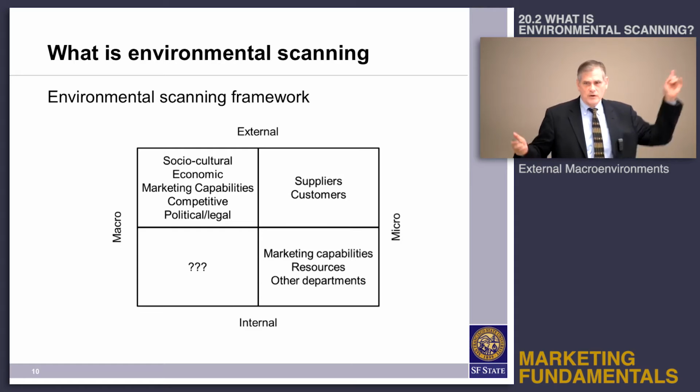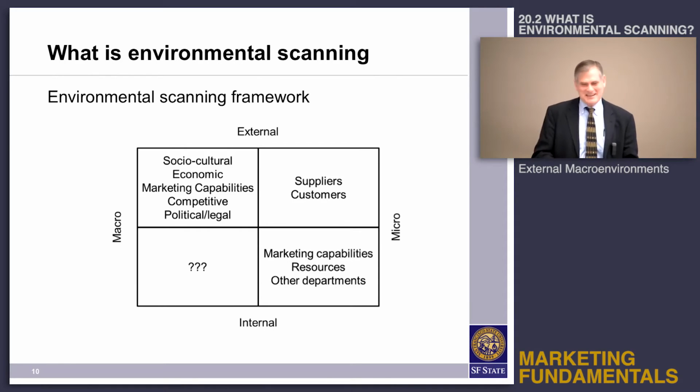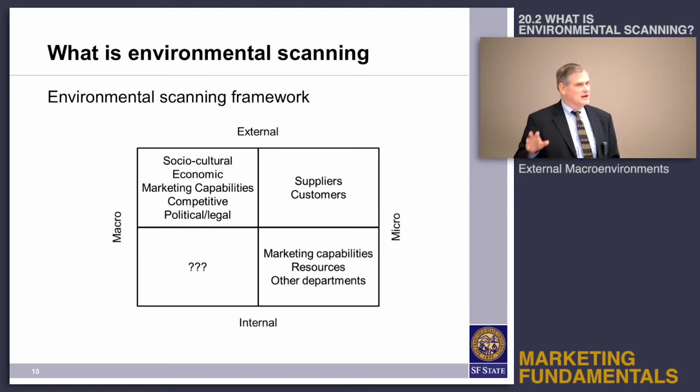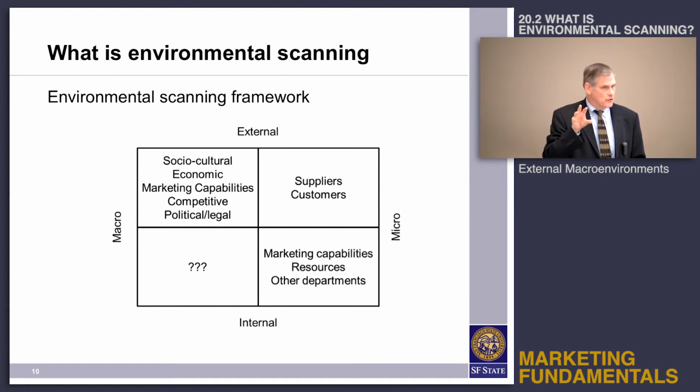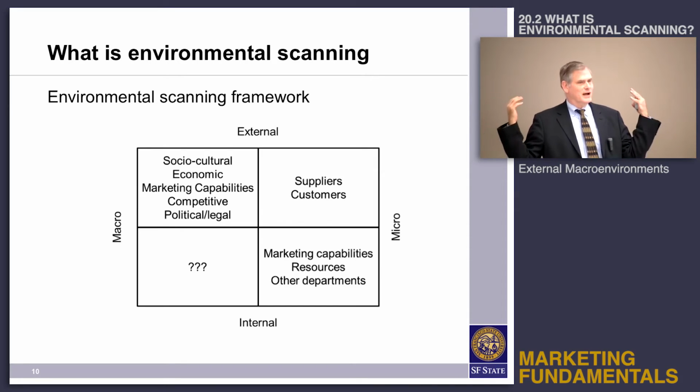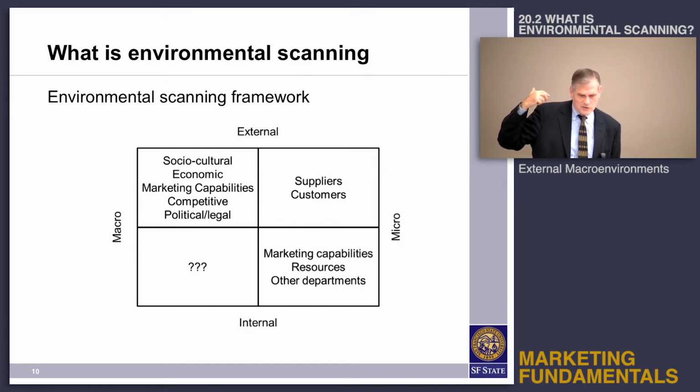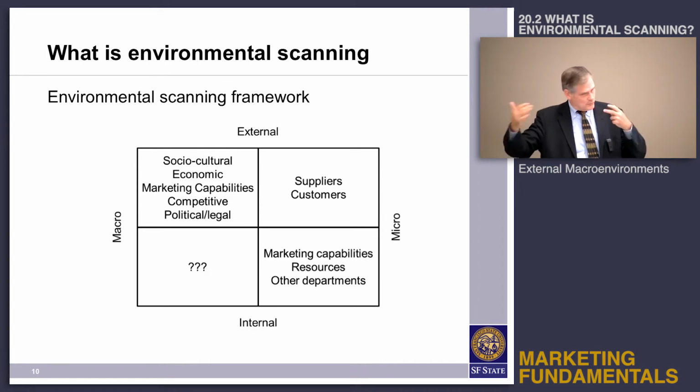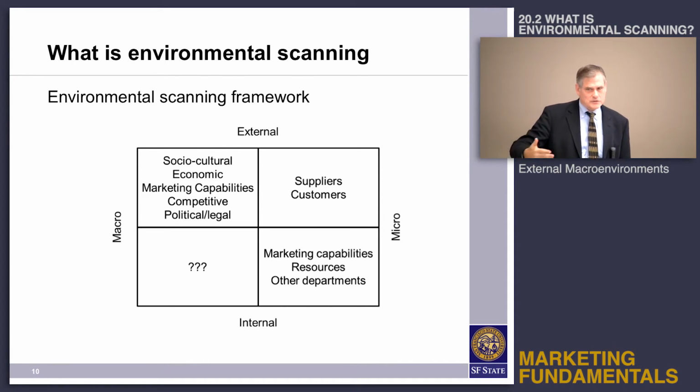And you can see we have 4 quadrants. In the upper left, in one of the quadrants that's on the external macro side, this is where most people focus when they think about environmental scanning. Here we have issues, what's going on in the world around us, sociocultural, what's going on with the economy, what's going on with the competition, what's going on with the laws, the legal system. Those affect all companies, and it's largely outside of your control as to what's going on with the economy, what's going on with the culture in which you do business.